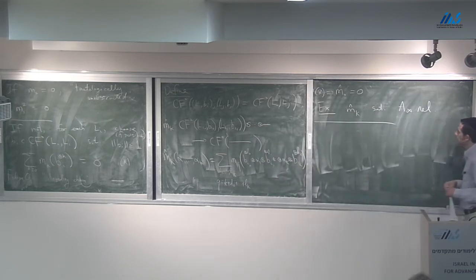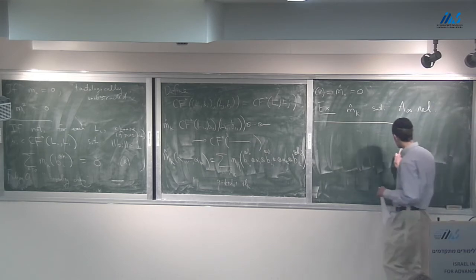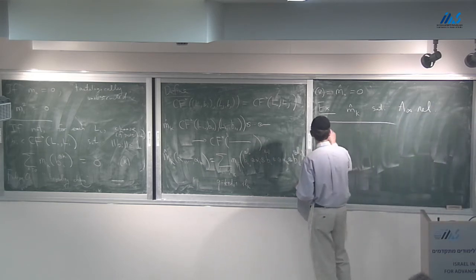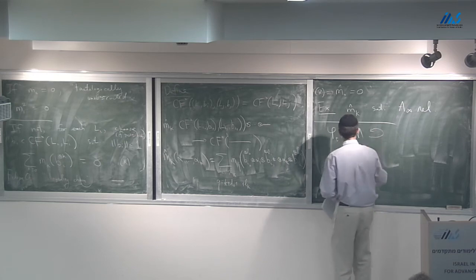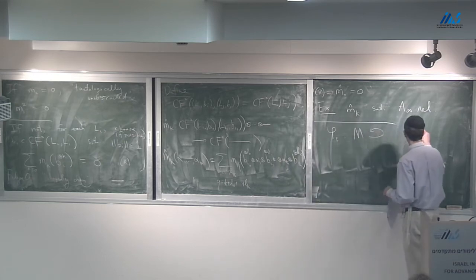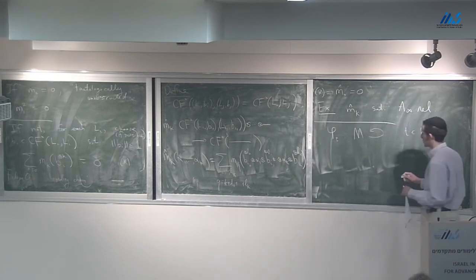I'm not just saying this in the abstract. Okay, so the next thing is that if you have, let's say, phi_t, where t here runs from 0 to 1, let's say it's a Hamiltonian flow.